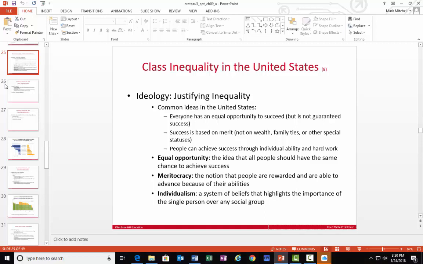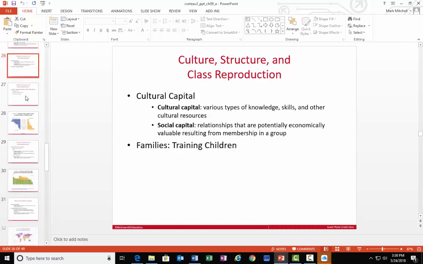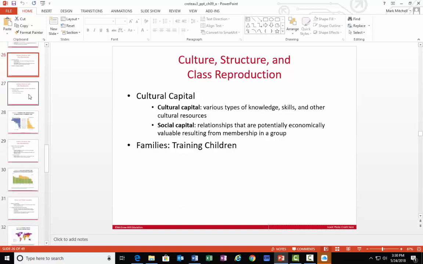We mentioned a meritocracy, but that is the belief that people can get ahead because of their abilities and their efforts. And individualism is a value that people in the United States have valued for a long time. And so those can tie in to why we have the inequality in the United States and justifying it.